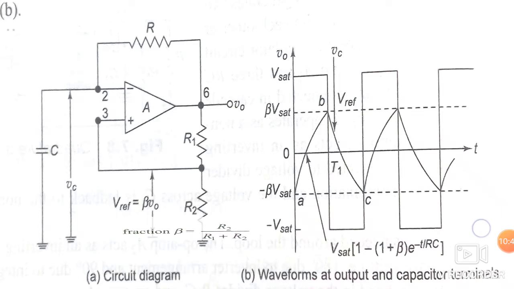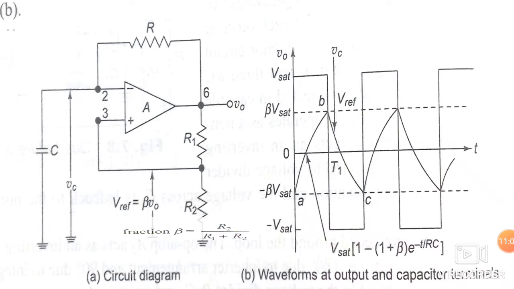up to minus Vsat, but at this point transition will occur. So at this point again it will be charging. So this process continues, and this will be providing a regular output. So this was the basic mechanism of the square wave generator.